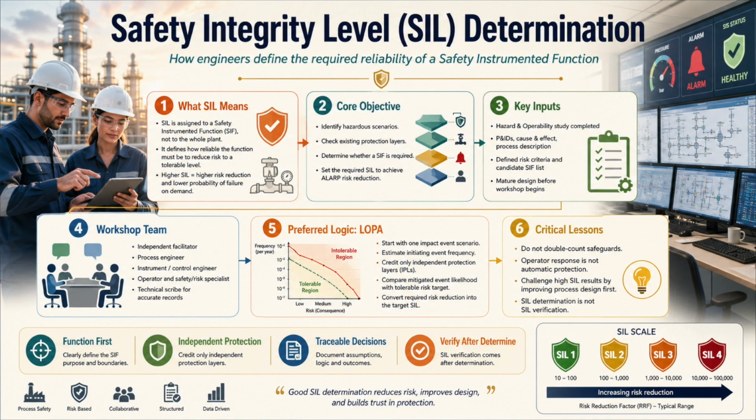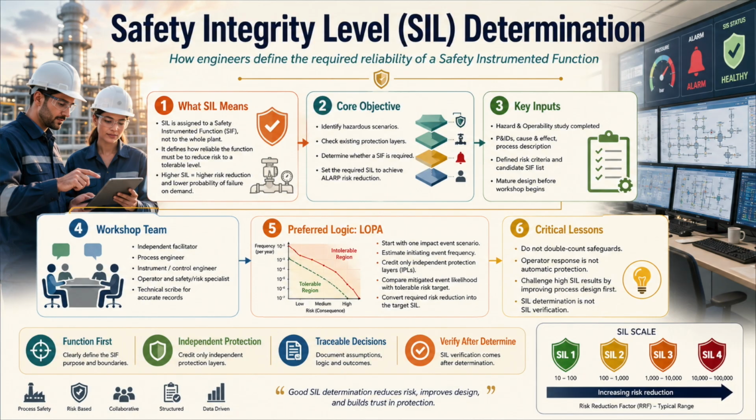If the tolerable frequency is 1 event in 100,000 years, or 10 to the power of -5 per year, the additional function must provide a risk reduction factor of 1,000. That points towards safety integrity level 3 capabilities, subject to detailed verification and all applicable architectural and lifecycle requirements. But do not stop at the number.